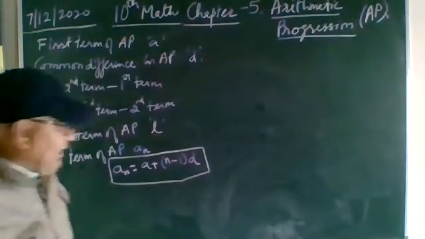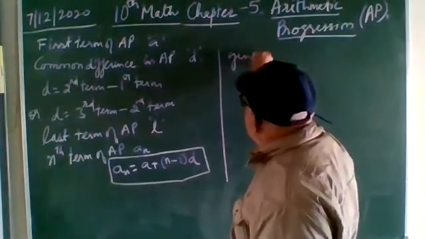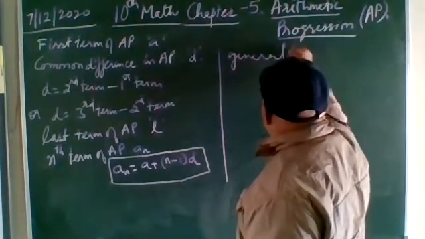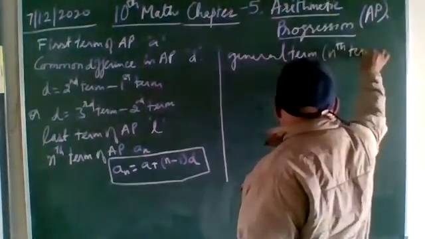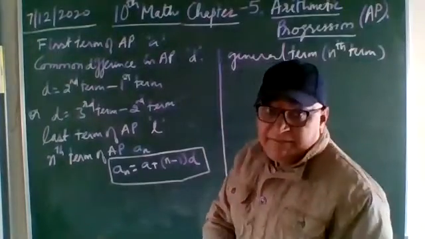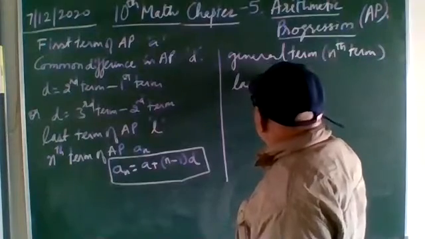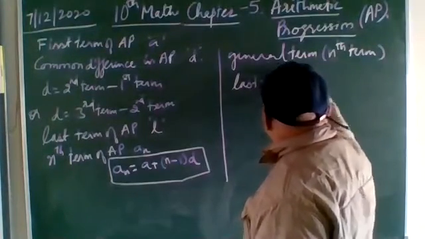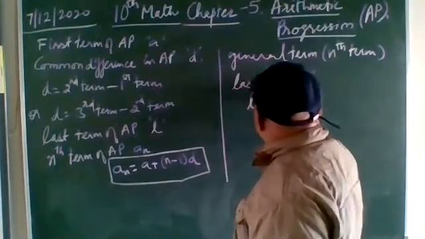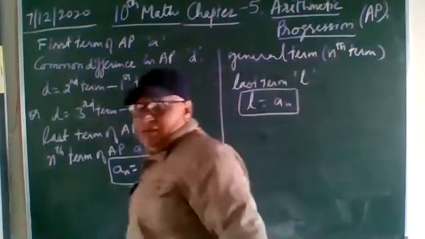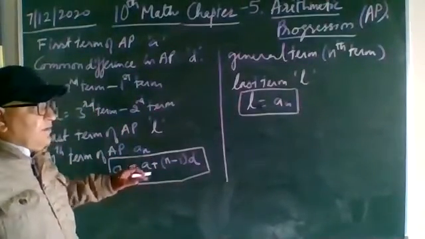The general term we say is the nth term. And if I say the formula for the last term, the last term is l, and l is equal to a_n. That is the formula for the last term.